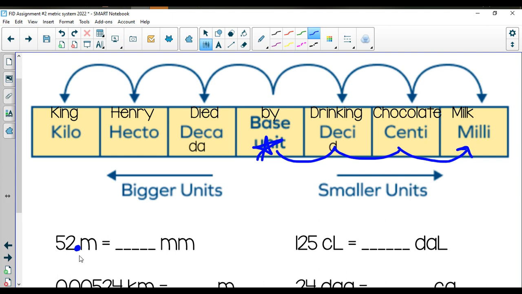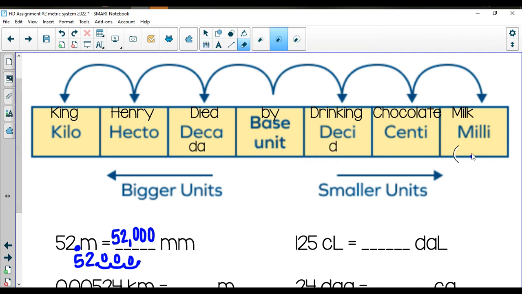So from here on 52, I'm just going to rewrite this, and I'm going to move my decimal point 1, 2, 3 spaces to the right. In those spots, I need to put in zeros as placeholders. Since my decimal point is here, this is a whole number. So I have 52 meters is equal to 52,000 millimeters. And that makes sense because millimeters are a lot smaller, so we're going to have a lot of them in order to get that 52 meters.